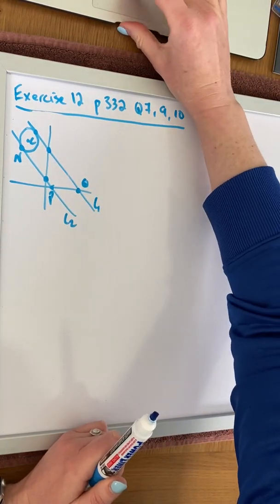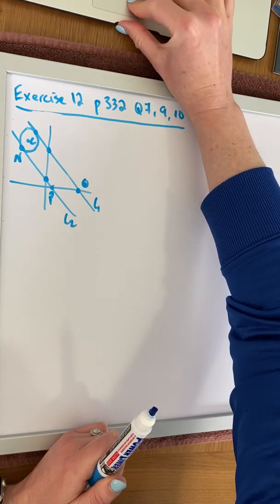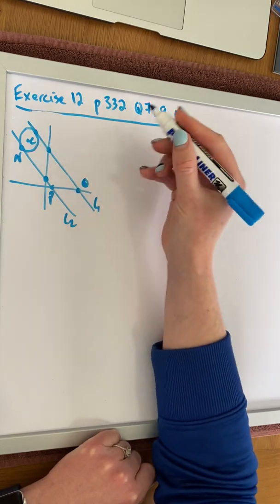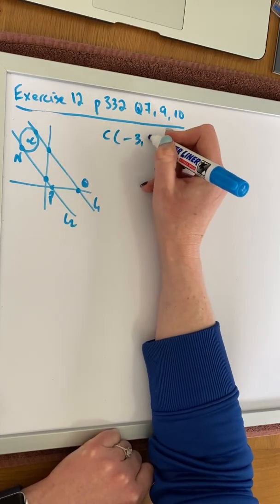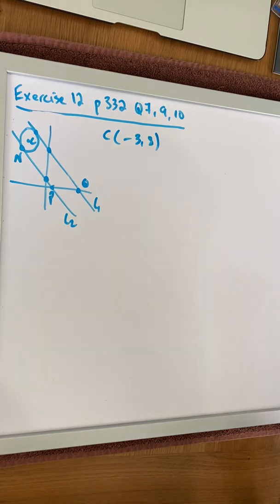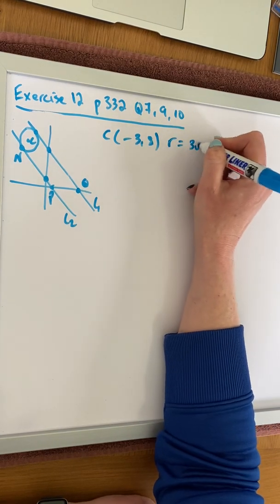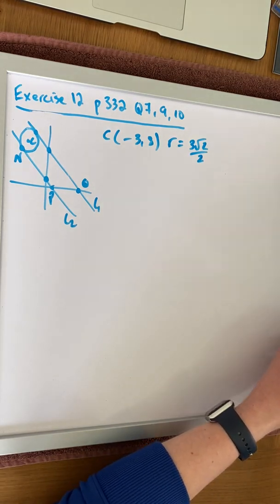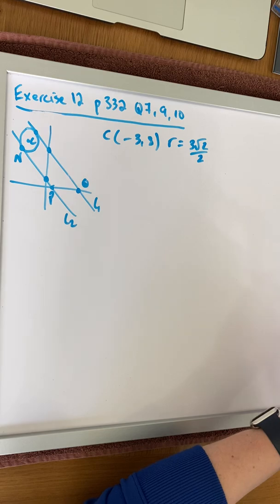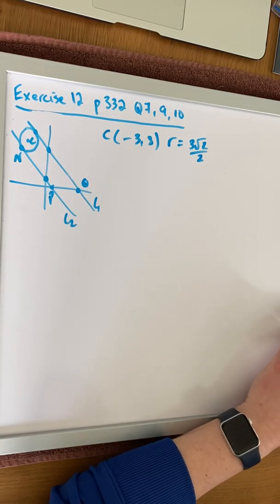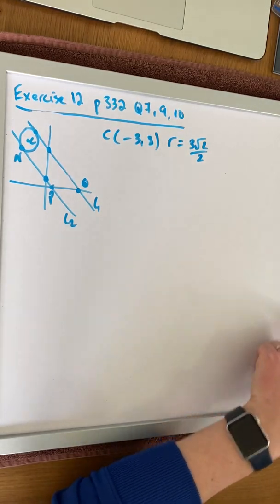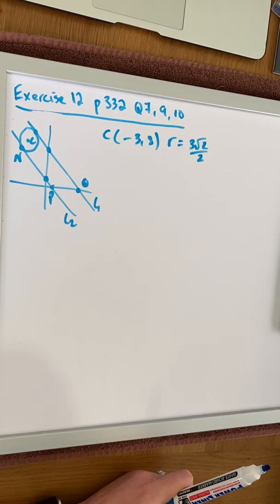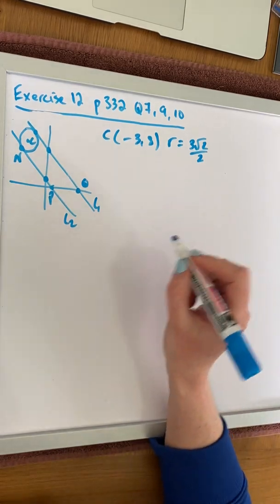So what we're being asked to do here, at one instant, the center of the ring is at the point C, which is the point minus 3, comma 8. The radius of the ring is 3 root 2 over 2. So the first thing we are being asked to find is the equations of L1 and L2.